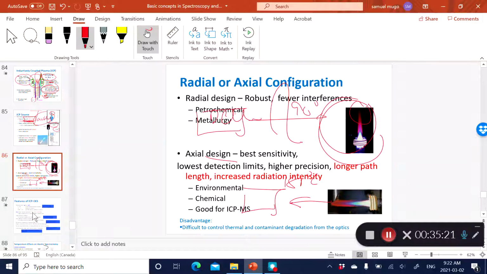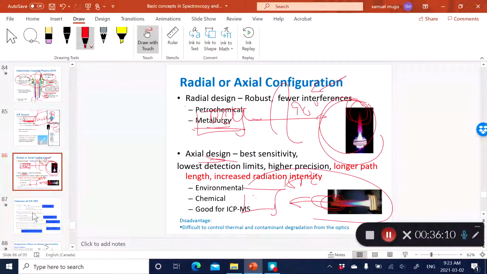Okay. Now, why do you need to do that? You're going to see with the radial design, which is very commonly used when you're dealing with a very dirty matrix, such as in metallurgy and so on, you tend to get fewer spectral interferences, okay? Because you don't get a lot of this plasma light hitting the detector, since it's at right angles. On the other hand, with the axial design, you tend to get more spectral lines, or rather more matrix effects, because you've got this flame also heating your detector.